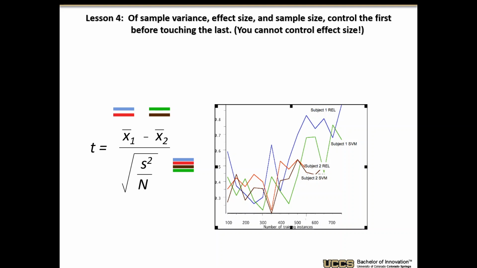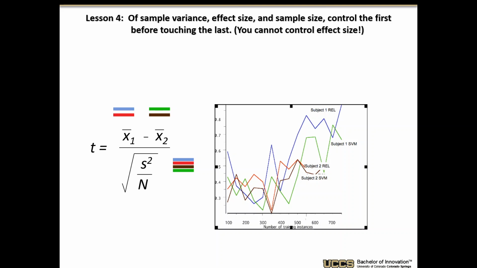This is, again, statistical terms. We're going to do statistics next week, so we'll eventually go through all these terms. But of sample variance, effect size, and sample size, you want to control the first before touching the last. That was one of the lessons. You really can't control effect size. Effect size is the term for how big the effect I'm trying to study is.